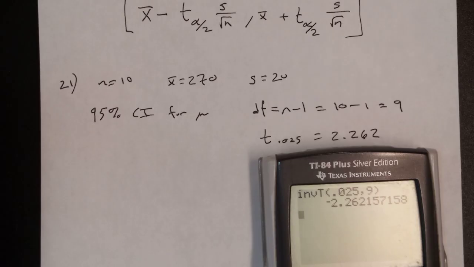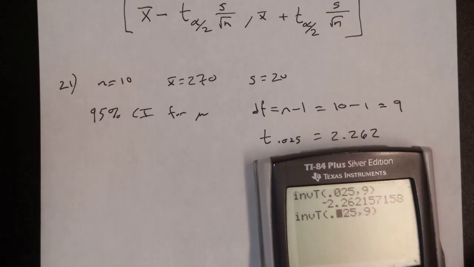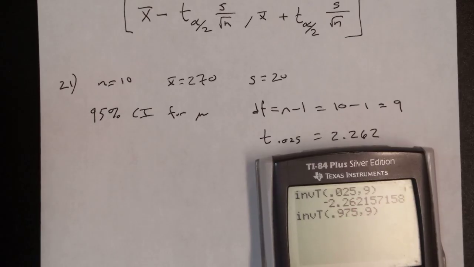If I want the positive one, what's the area I want? I want all of this area. Positive 2.26. It'll be the same number. But what number would I put here to get it? 0.975. Because I need to get to 1, right? As a matter of fact, if I change that to read 0.975, then I get the positive of the same value. So that's my t-value.